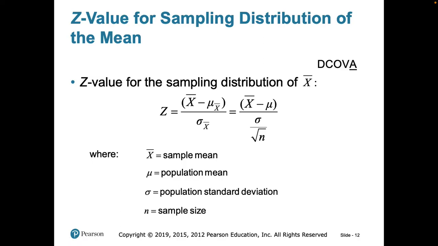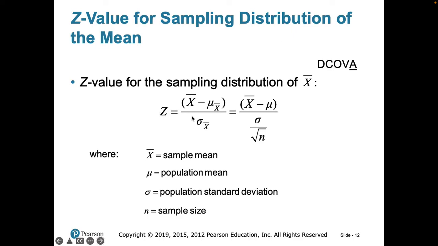Here we're talking about the Z values. Remember, we have the normal distribution, and one of the things you're going to have to do is transfer those X values into Z values. So here is the Z value of the sampling distribution, and the formula is the same as we've been using. Obviously, we use different values for the sampling distribution: X bar is the sample mean, then you have your population mean, your population standard deviation, and your sample size.